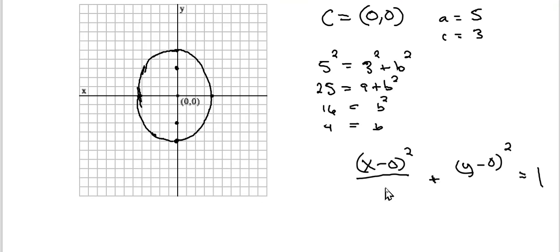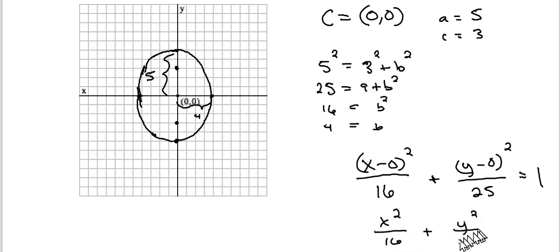The denominator is the horizontal distance squared from the center out to the edge. It's this distance squared, which is 4 squared or 16. The denominator under the y is going to be the vertical distance squared. So that's it. More cleanly, this would be x squared over 16 plus y squared over 25 is equal to 1.